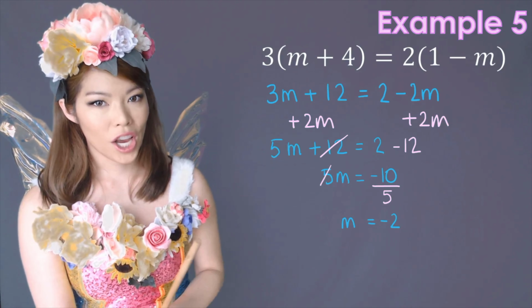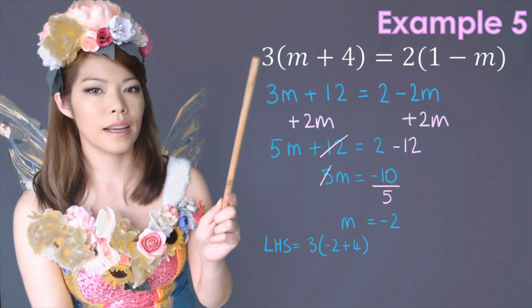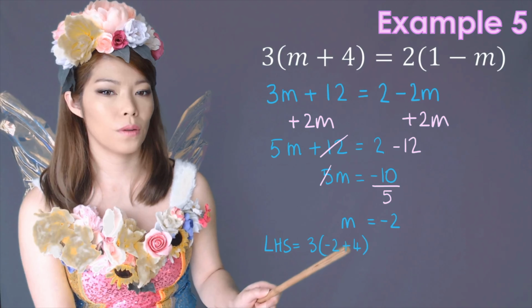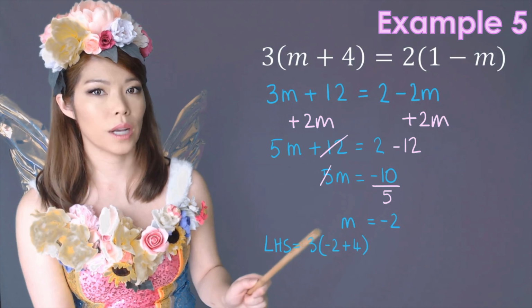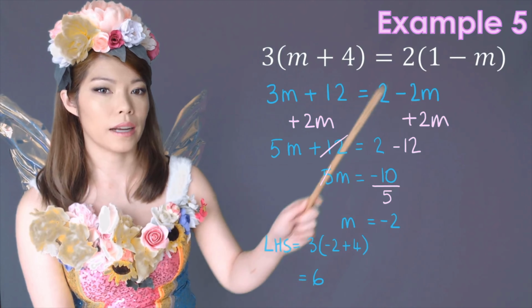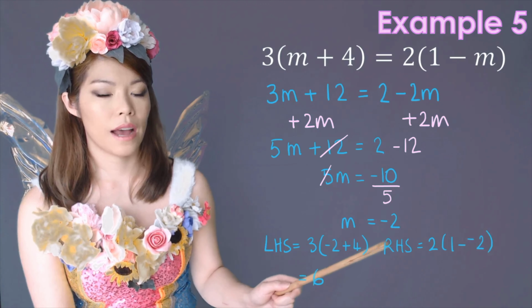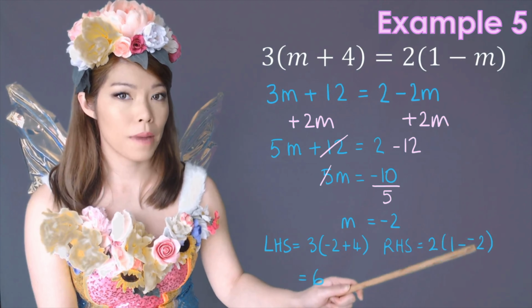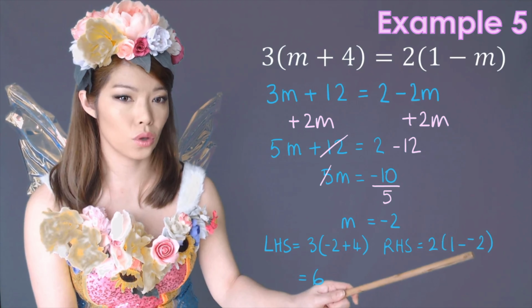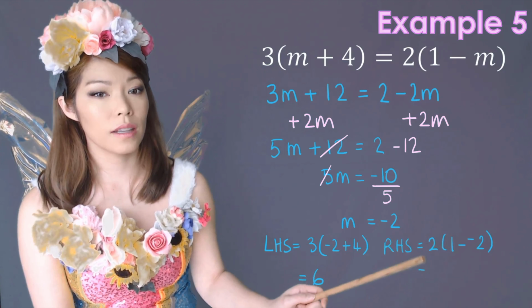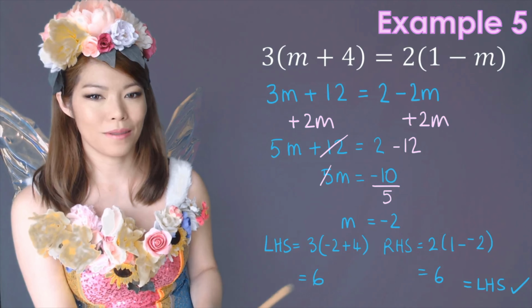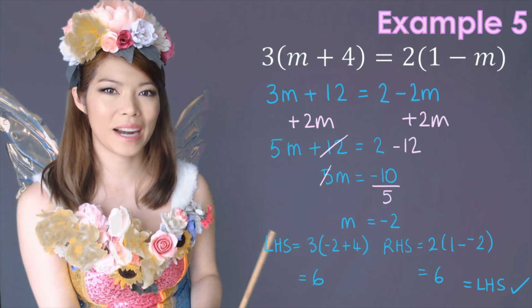Again, let's check. So plug it into the left side. We have minus 2 plus 4 is 2. 2 times 3 is 6. Now plug it into the right side. We have 1 minus minus 2 is 1 plus 2, which is 3. 3 times 2 is 6. So now that's equal to the left-hand side, so we know we are correct.